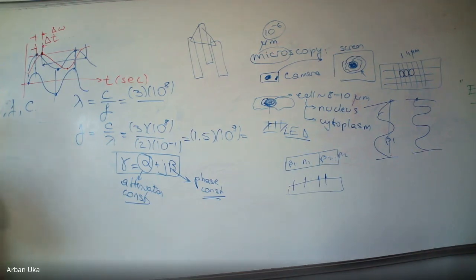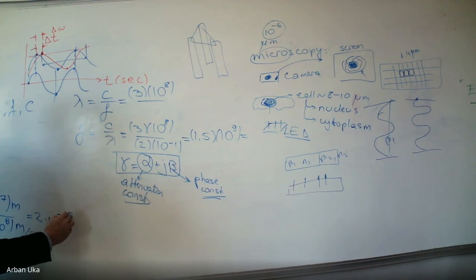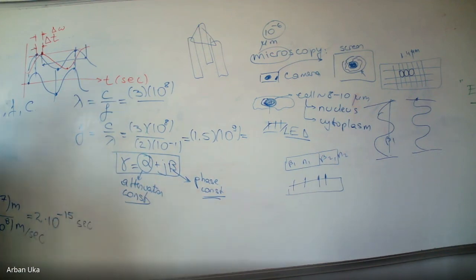So lambda is 7 times 10 to the power minus 7 meters, divided by 3 times 10 to the power 8 meters. There is something missing here, a unit of seconds. So 7 divided by 3 is approximately 2, times 10 to the power minus 15 seconds. So we are measuring not picoseconds, but femtoseconds. So this is 2 femtoseconds.